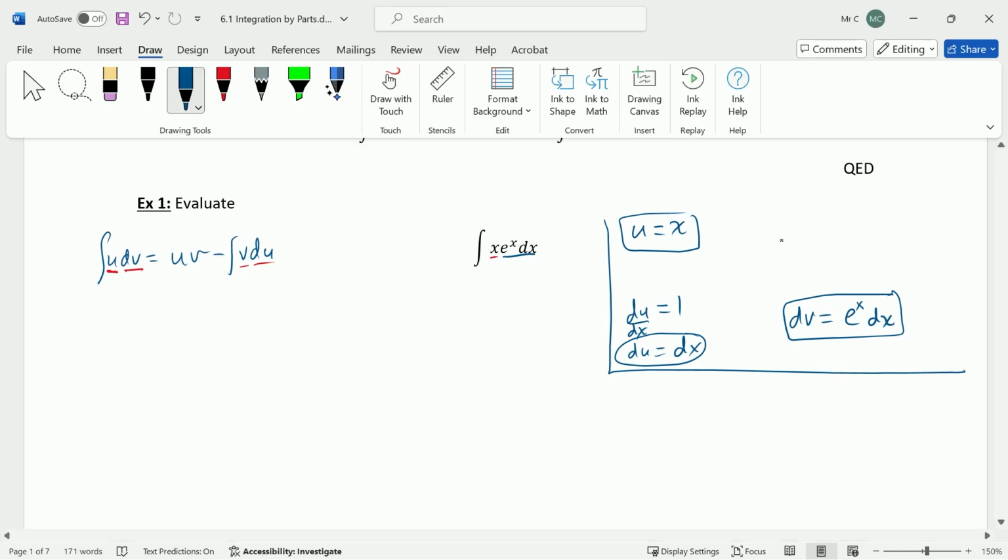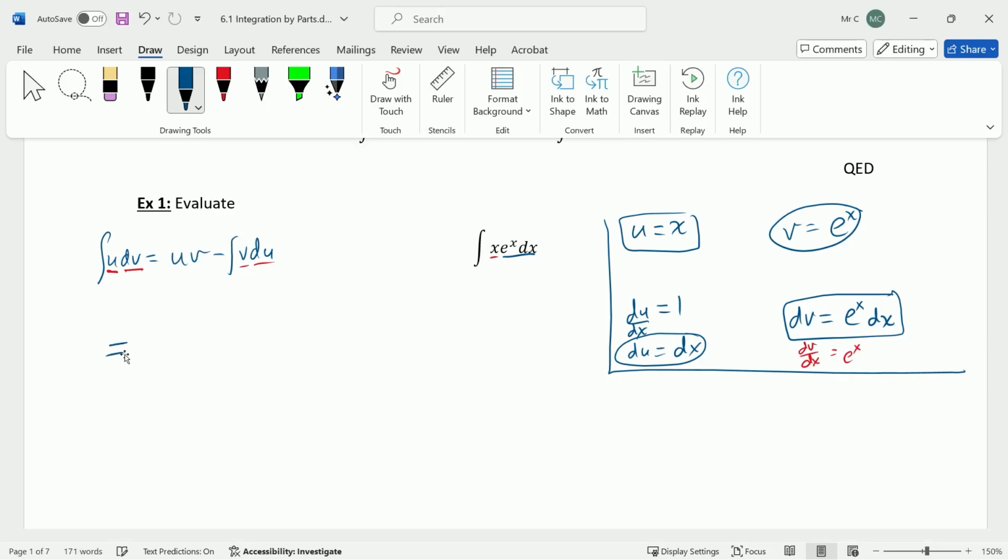And now we find the antiderivative for dv. So dv is e to the x dx. Again, this is similar to saying dv/dx is e to the x. So what's v? The antiderivative. So v is e to the x. So what I boxed in here, that's what I chose for u and dv, and what I circled here is what I computed based on that u and dv.